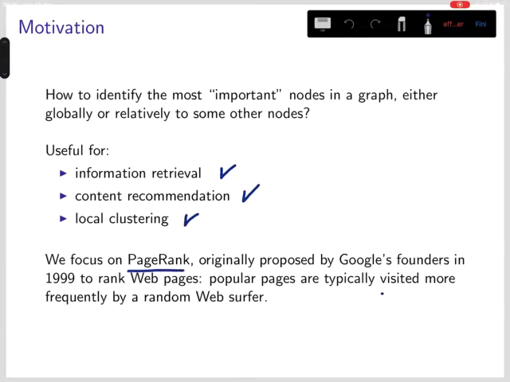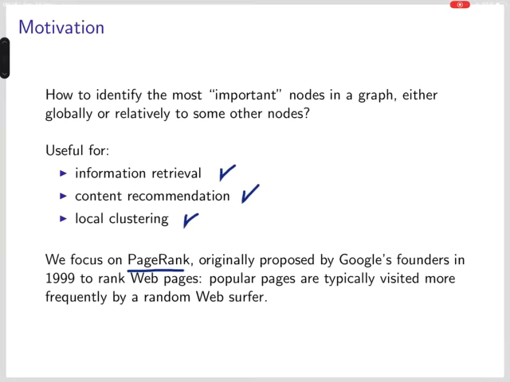And we'll focus on PageRank, which was, as you know, proposed by Google founders to rank web pages. And the idea was very simple. If you'd like to identify the most important pages, just browse the web at random, and then it's likely that you will visit more frequently the important pages.